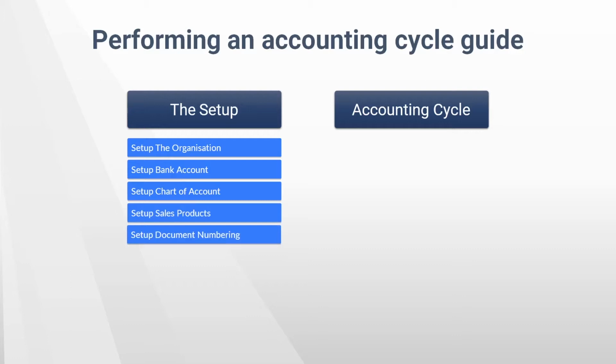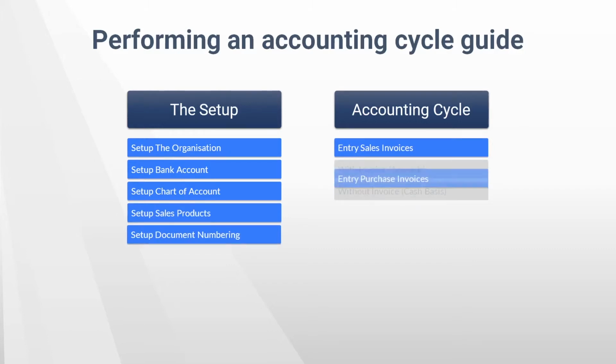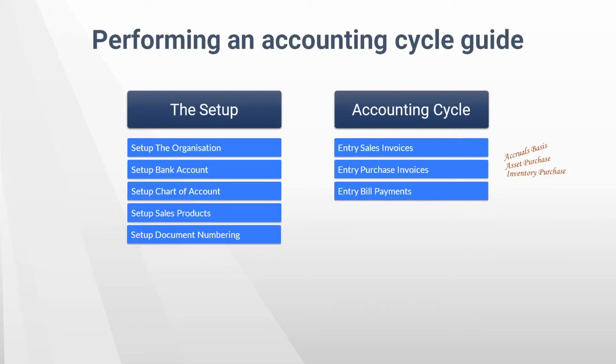Entry for the accounting cycle begins by entering all the sales invoices. Next is entering the expenses. There are 2 ways of entering expenses: via purchase invoice, or using bills payment. For business purchases that are accrual basis, asset or inventory, use the purchase invoice. For simple cash payments, such as sundry expenses, recurring utility bills, or any non-business related expenses, use bills payment.